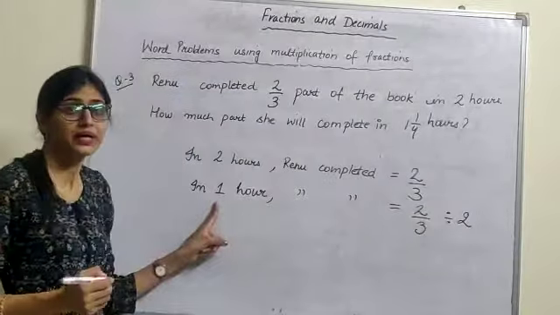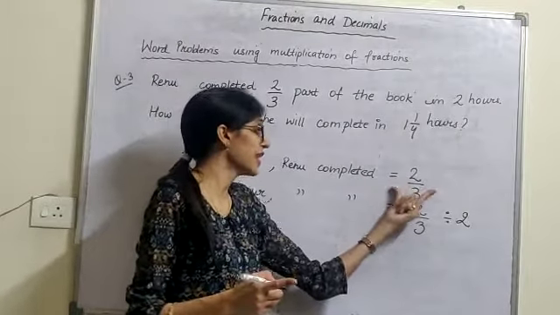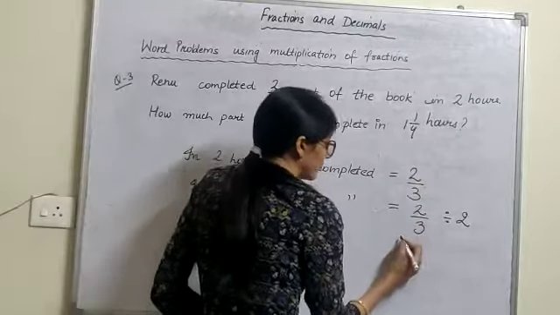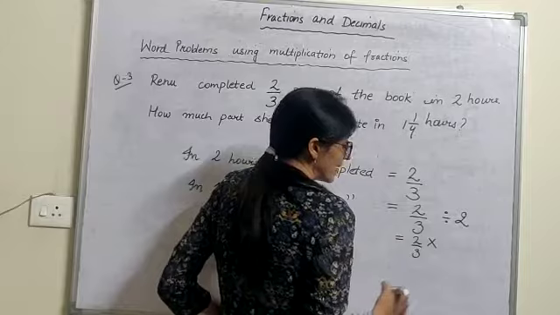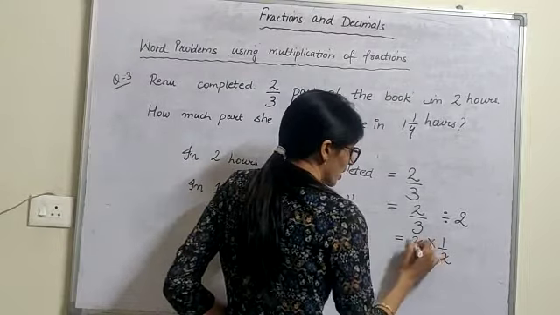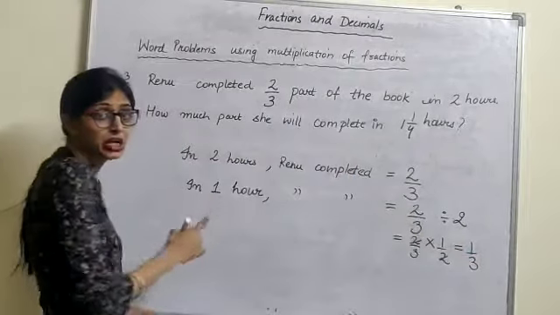For 1 hour, what you have to do? You have to divide this value by 2 hours. So, when we divide, we convert the divide sign into multiplication and the number after that gets reciprocal. So, the answer will be 1 by 3 for a single unit.